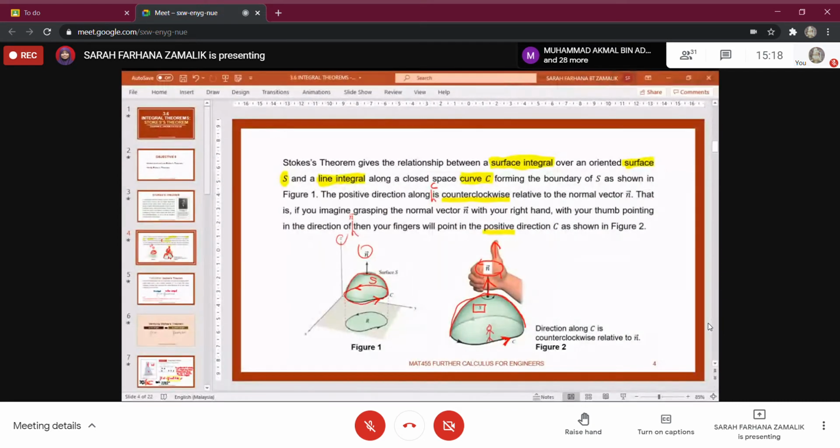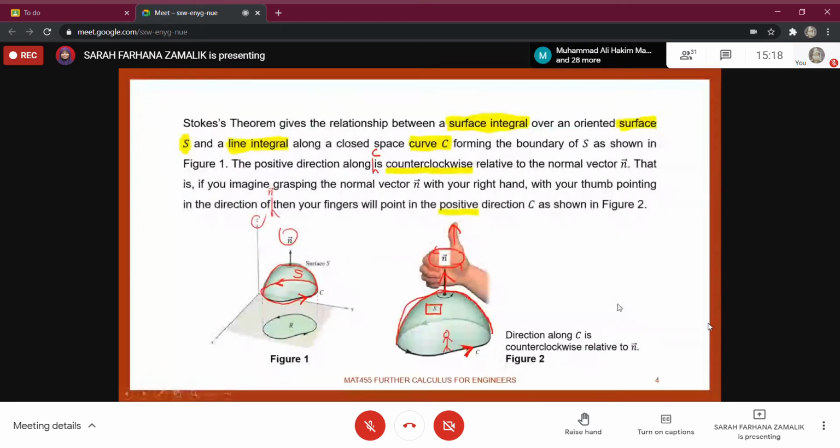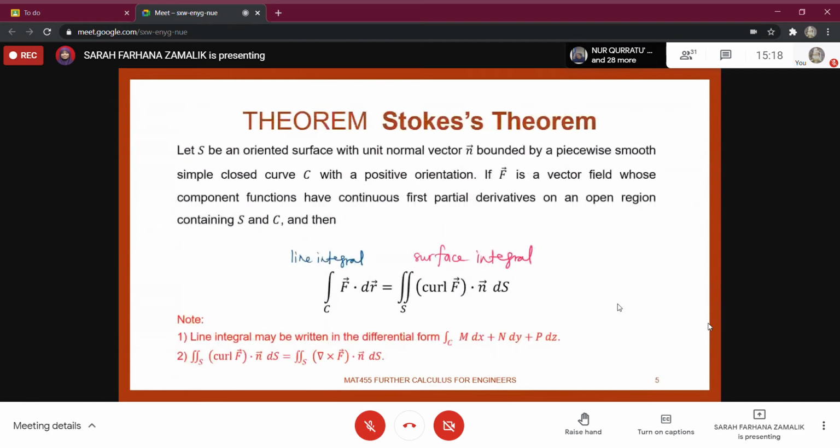So that's how you determine your curve C and also the relationship between curve C and surface integral S. Tengok je gambar ni, figure 1 and figure 2. So that's how you determine your surface S. Okay, tak apa, kita tengok nanti soalan ni, insyaAllah awak nampak. So this is the theorem for your Stokes Theorem.